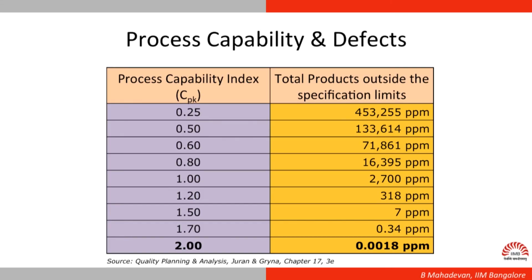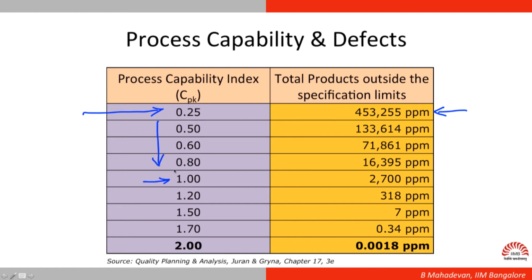Now, why do you want to calculate CPK? The calculation looks very simple, but the question is, why do we want it? Now, let us look at a table which will tell us what is the value of knowing CPK of a process. So, here is a table which relates the CPK to how much defects the process will produce. A process with a CPK of 0.25, the defects will be 453,255 parts per million. It goes on.